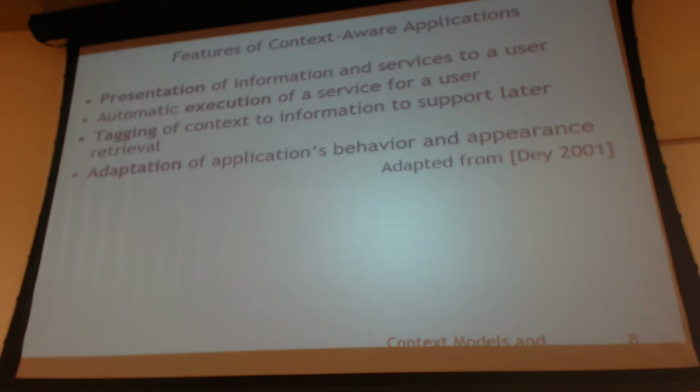These are very broad features of context-aware applications, but these are essential features. So a contextual application can have a presentation component. Presentation component means it takes some information and displays it, or based on that information provides certain services to you. Right? Presentation of information and services to a user is one of the key components of contextual computing.